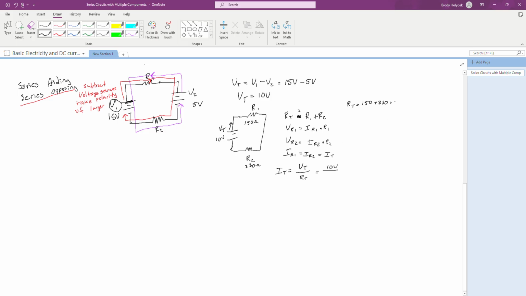So that's going to give me 480 ohms. So then here on my current total, I can plug that in, 480 ohms. And then when I go through and calculate that, I have 10 volts divided by my 480, and that gives me 20.833 milliamps.